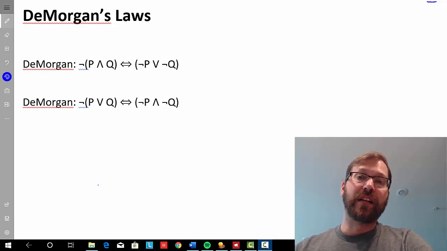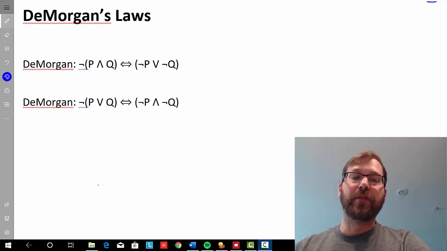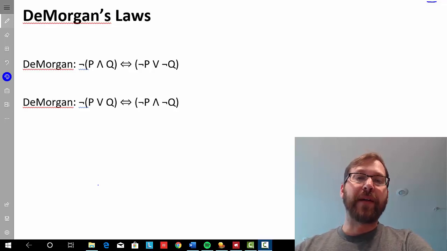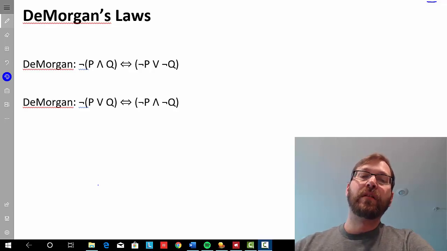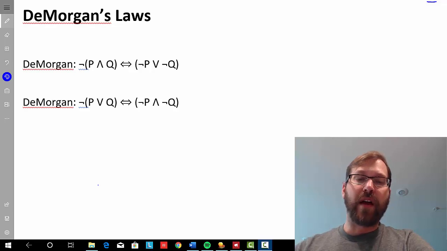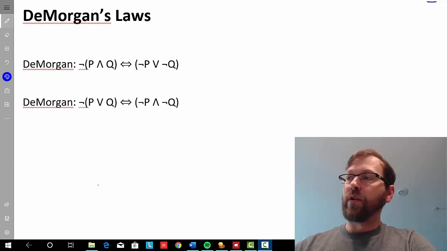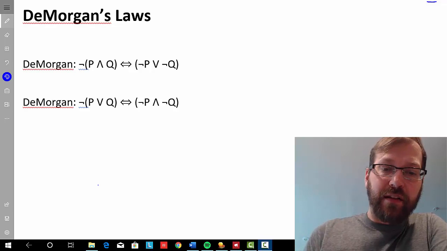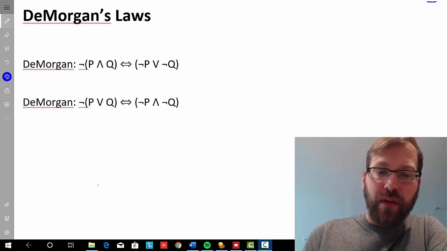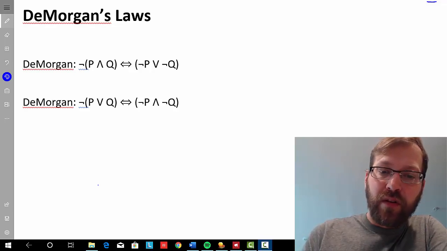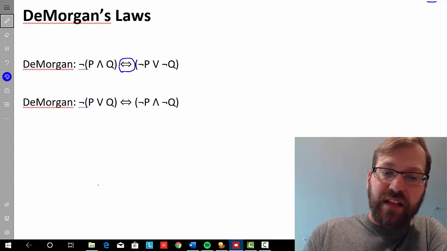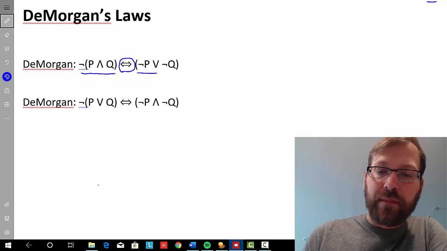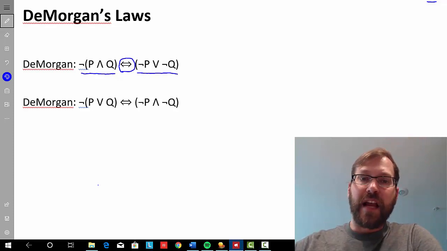Now, that's not technically correct. It's not that you're actually distributing the negation, because we have to change some signs around, but it can be helpful to think about it that way. So notice here in this first instance of DeMorgan's law, what this sign tells us is that these two are logically equivalent. They're going to have the same meaning.